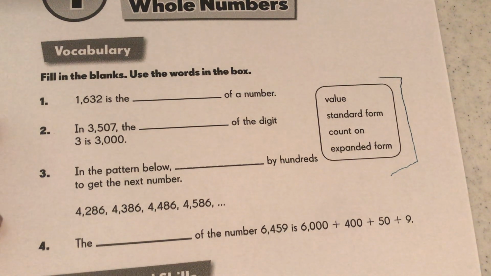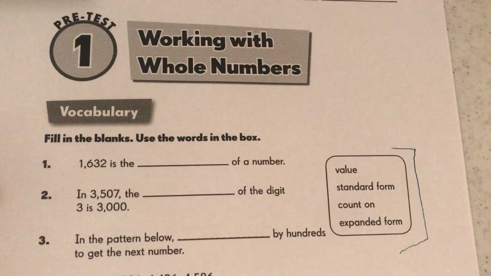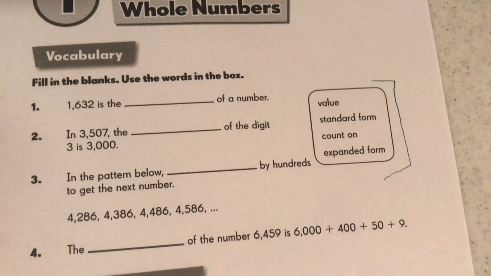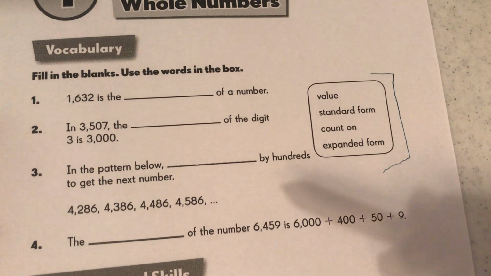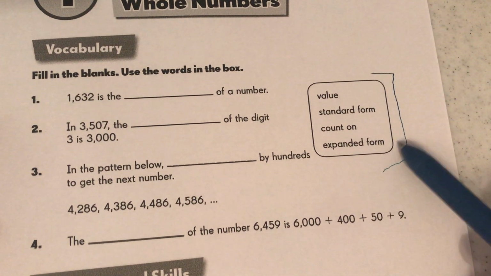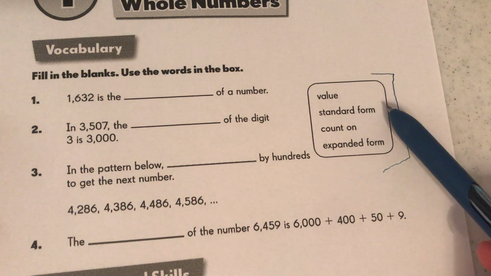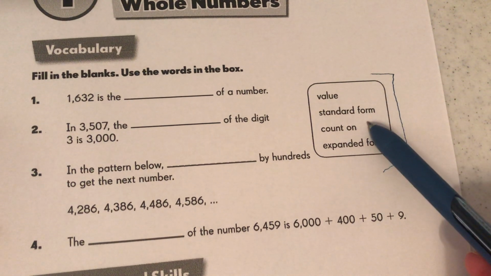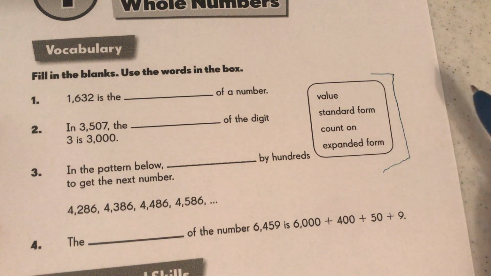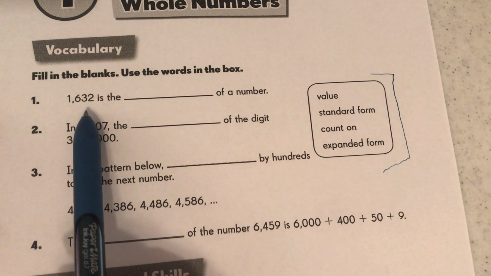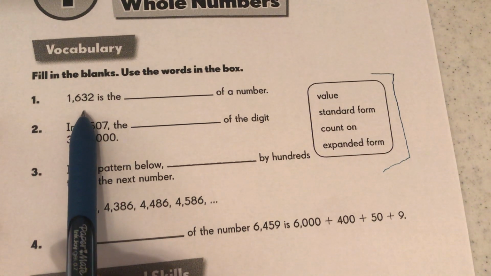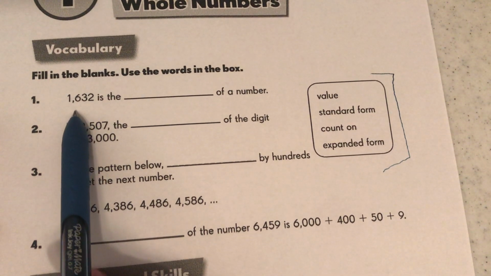Fourth graders, today we're going to be using a pretest to prepare for our actual assessment on place value tomorrow. Questions 1 through 4 have fill in the blanks for vocabulary. I have these 4 words that I could use to fill in the blanks: value, standard form, count on, expanded form. As I go through each question, the video will pause to give you a chance to answer. Then once you answer, it'll go to me explaining the answer and how I know.